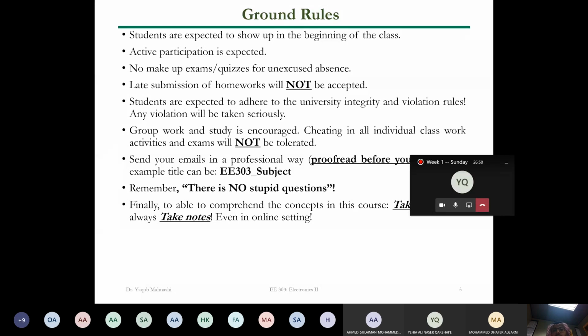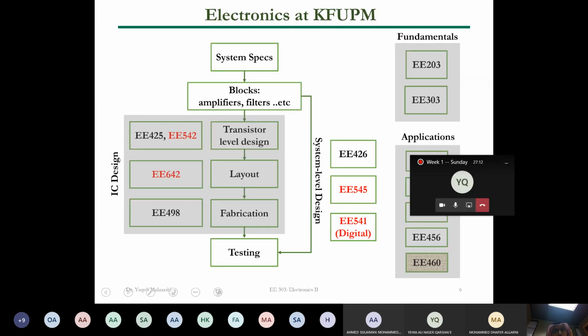Of course guys, take notes as much as you can, even in the online format. You need to write down, you need to have your notes ready. So if you have your notes, your pen, and you are following with me, inshallah, it will be very easy for you guys to digest the topics of 303. Okay, so try your best to take notes on your own.